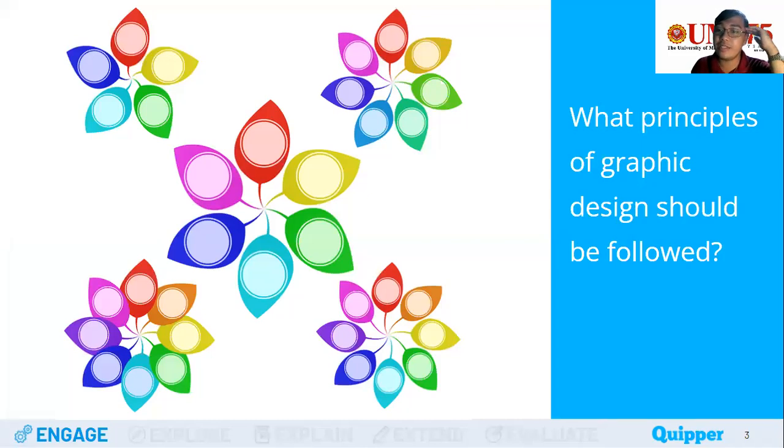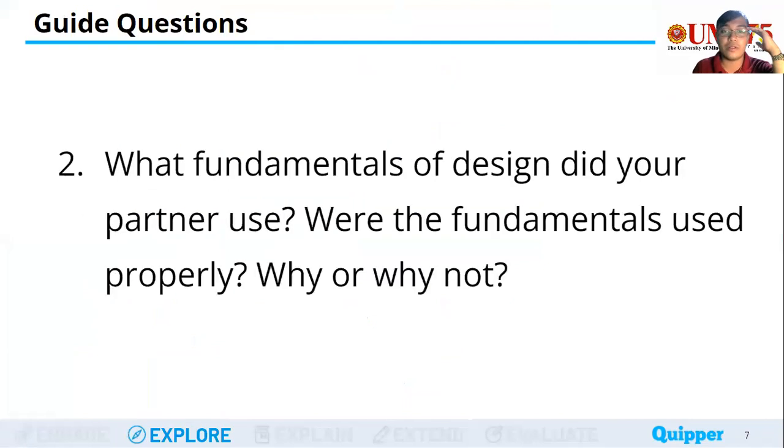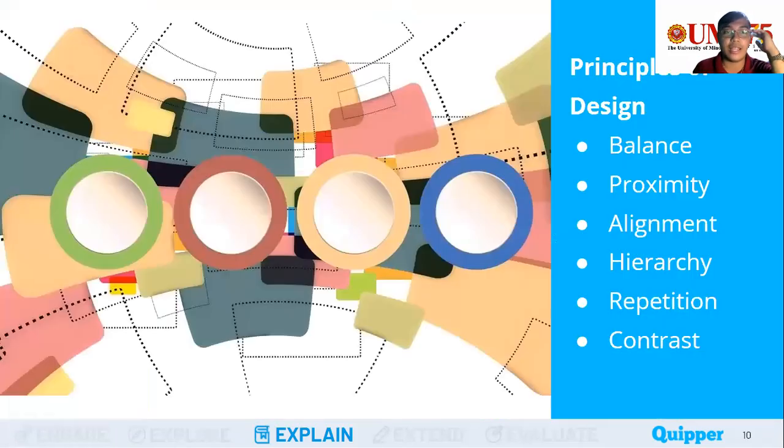What principles of graphic design should be followed? And then, understanding the principles also. So, how nice is the combination, how nice the colors, how nice the editing, because it follows the principles of design. The principles of design are called balance, proximity, alignment, hierarchy, repetition and contrast also.